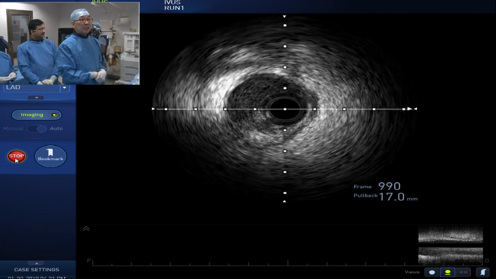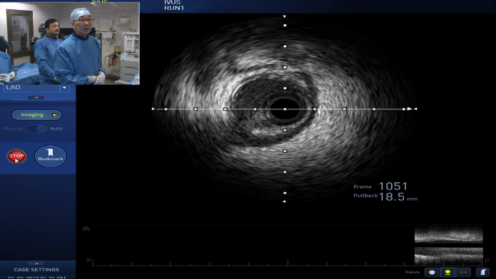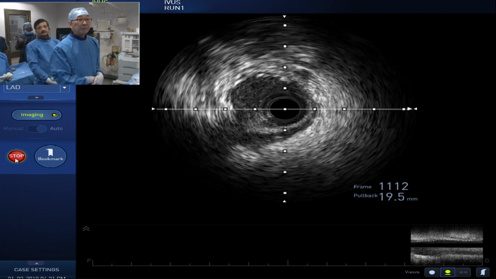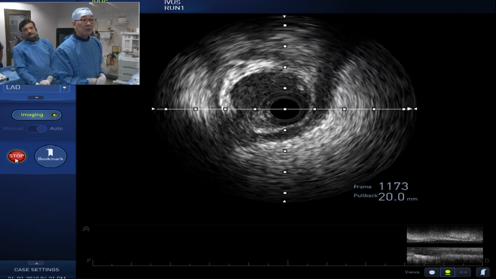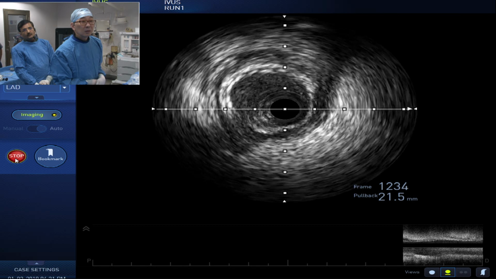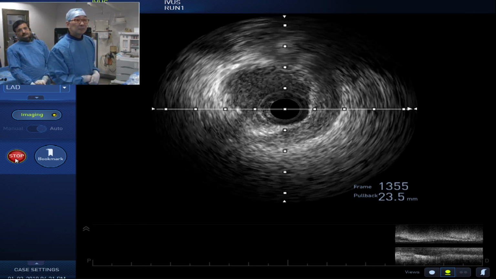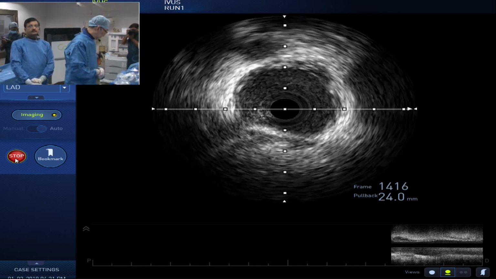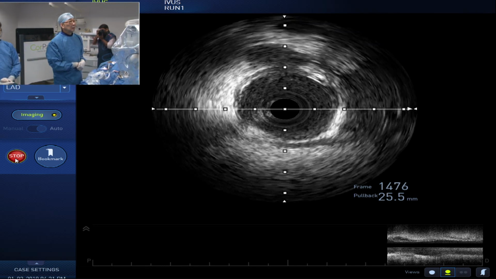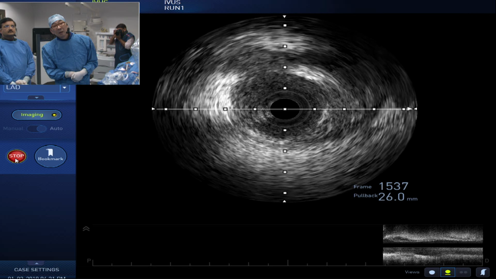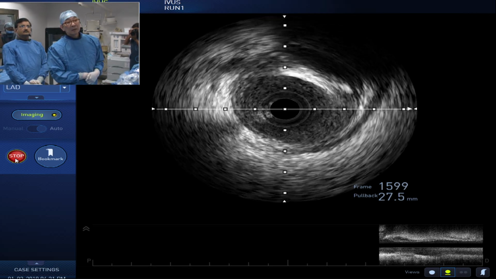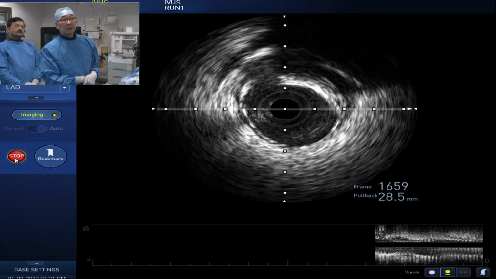You guys see the imaging, right? Yeah, we are seeing that. On the large picture we can see some plaque coming out, not too much. It might be some compression from the myocardium there. And here we have some calcification, calcium now.